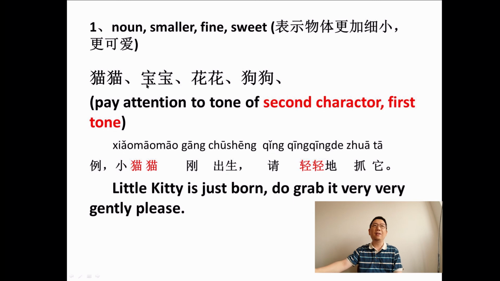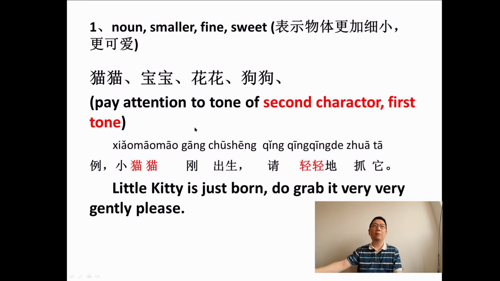And also we can say 宝宝, 花花, 狗狗. And all these 叠词 expressions have similar meaning and effect, that this thing is smaller, fine, sweet, and needs you to give love and take care of them, okay?